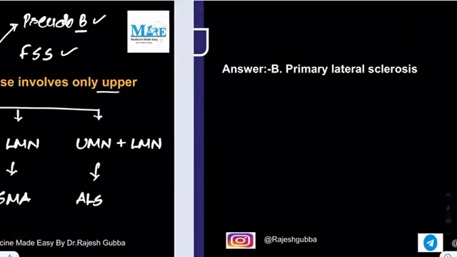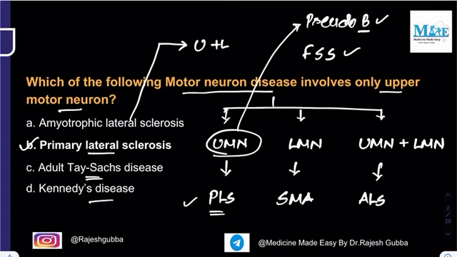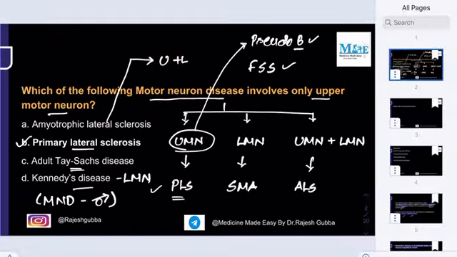Another option in our question was Kennedy's disease. What exactly is Kennedy's disease? It is an inherited motor neuron disease which is commonly seen in males. Which motor neuron is affected in Kennedy's disease? The lower motor neuron is affected. So Kennedy's disease is one of the group of disorders called lower motor neuron disorders, right? So among the options, the one which has only upper motor neuron involvement is primary lateral sclerosis. Now you see the next question.